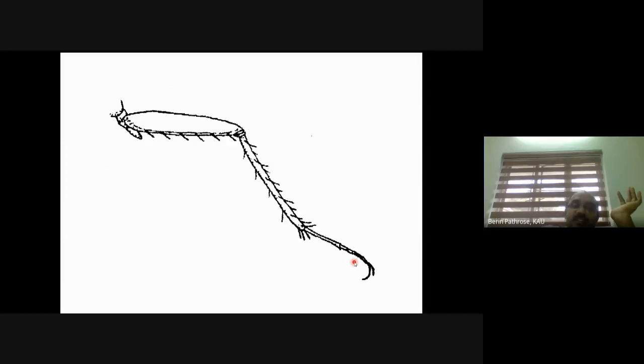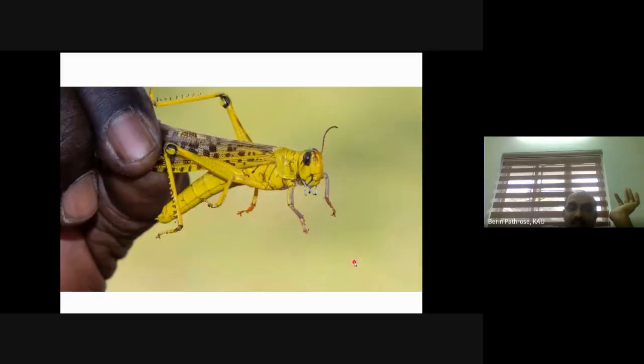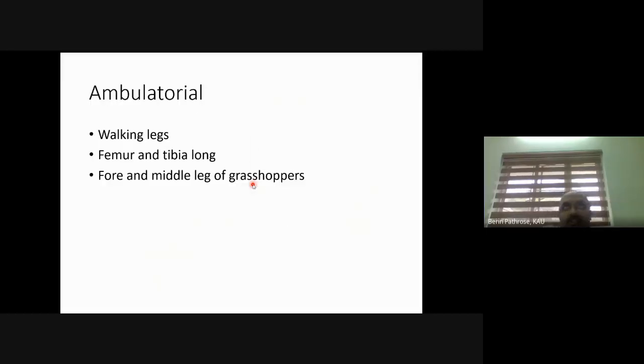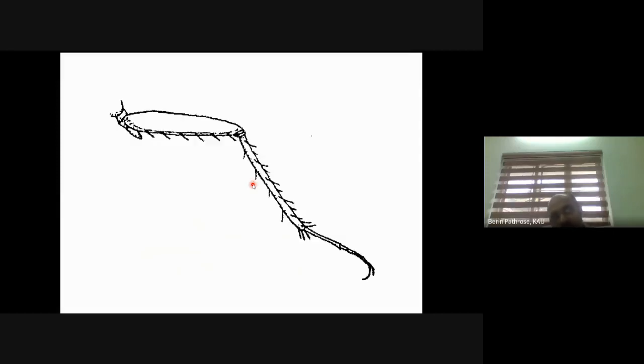And if you see the picture, you can see this is the femur, this is the tibia. Both are elongate in nature, long. It's not thick. The femur here is extremely large, but here it is elongate in nature. See it over here. Femur and tibia are elongate. This is used for walking. So the ambulatorial legs are called the walking legs. Femur and tibia are long. The examples are fore and mid legs of grasshoppers. See, you can see the femur is not enlarged.